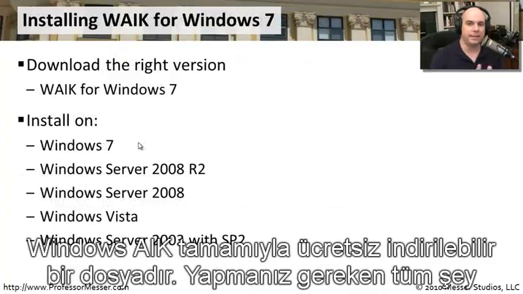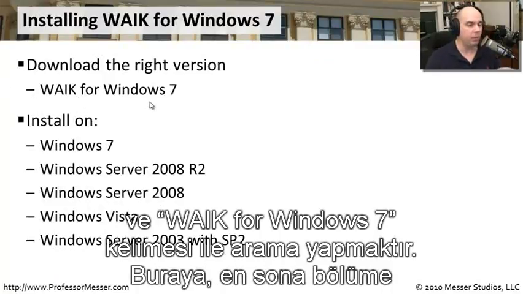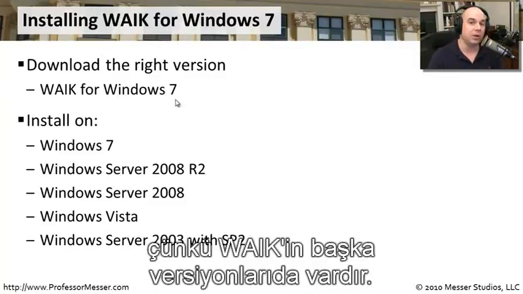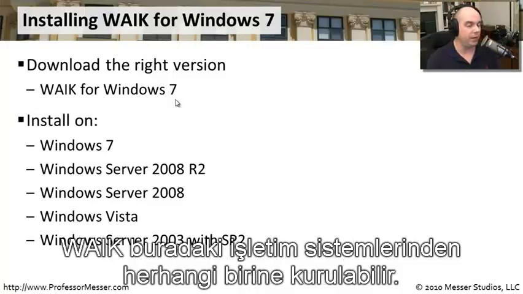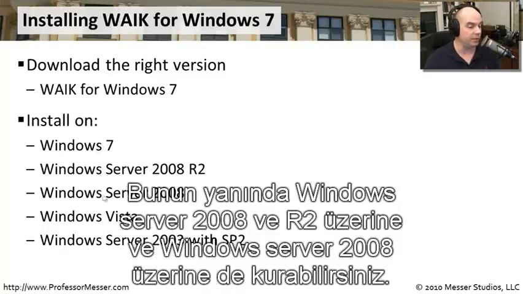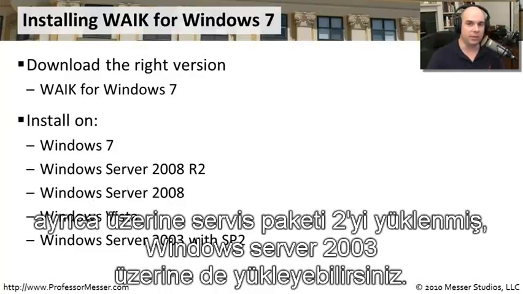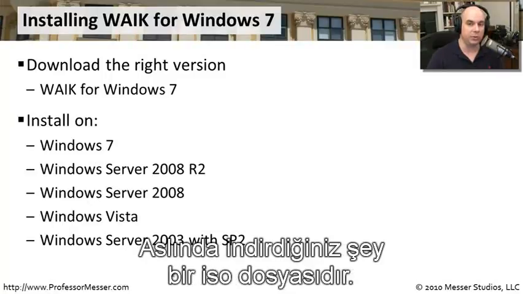The Windows AIK is absolutely free to download. All you need to do is go to Google or to Microsoft's website and search for the WAIK for Windows 7. It's important to put "for Windows 7" on the end because there are other versions of the WAIK. The Windows AIK really will install on any operating system. You can install it, of course, on Windows 7. You can also install it on Windows Server 2008 R2 or Windows Server 2008. It also installs on Windows Vista and Windows Server 2003 as long as you have Service Pack 2 installed.